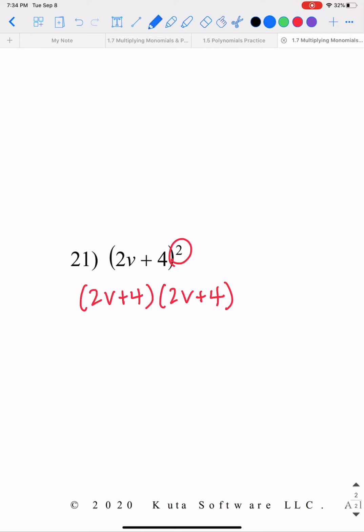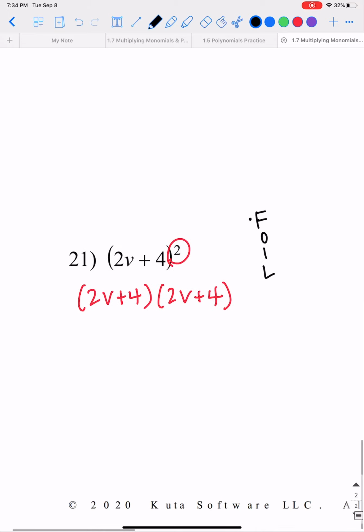Okay, so I'm going to do the FOIL method again for this one. So remember, F means first. So we're multiplying our first term in each binomial. So 2v times 2v would give me 4v squared. Then O stands for outside, and our outside terms are 2v and 4. So 2v times 4 is going to give me 8v.